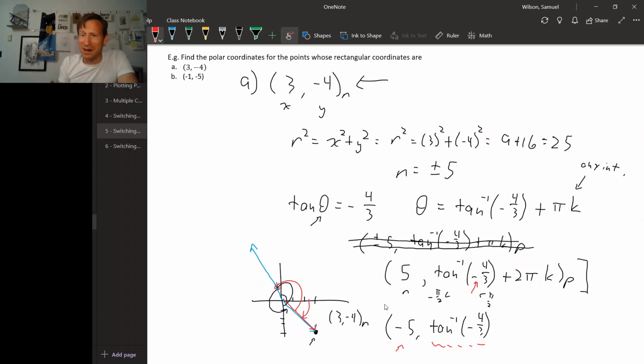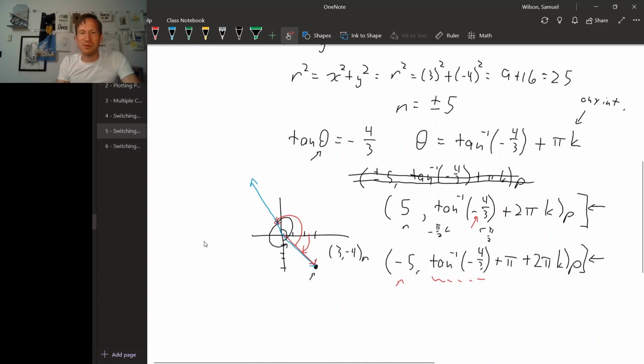In other words, we need to add pi to this. So we need to add pi. Of course, now that we have one angle that works, if we add any number of full turns, we get other angles that work, so plus pi plus 2 pi k, as usual. Okay, and so there are two collections of polar coordinates, one with a positive r value, and one with a negative r value. Okay, you can see going from Cartesian coordinates to polar coordinates is substantially more complicated than going in the other direction. Okay, our second example was minus 1, comma, minus 5.